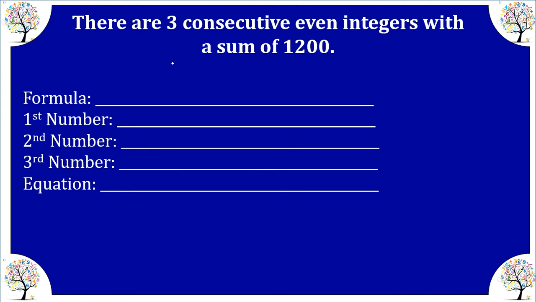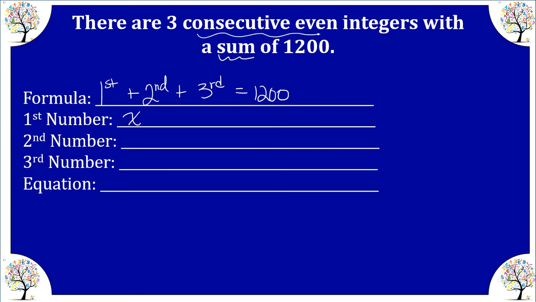Okay, the last type of word problem, I believe. Yes. There are 3 consecutive even integers with a sum of 1200. Consecutive means one after the other. So we're going to have a first number, and sum tells me what we're going to do. We're going to add these together, and a second number plus a third number equals 1200. So our first number is always going to be x.